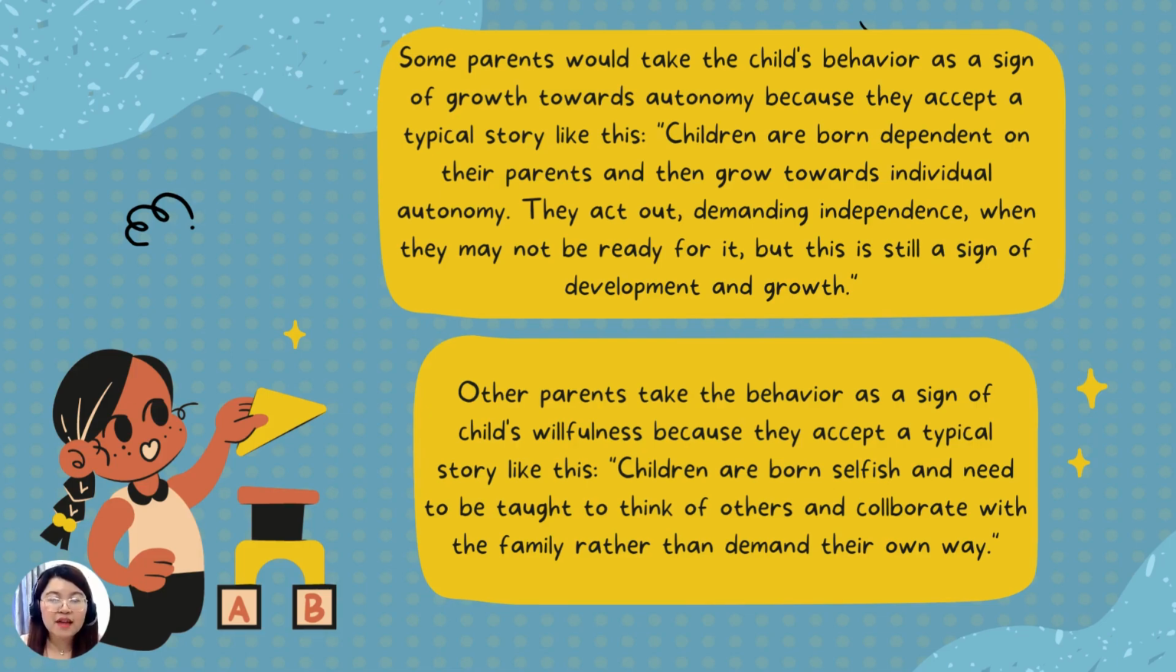And other parents take the behavior as a sign of the child's willfulness or stubbornness because they accept a typical story like this. Children are born selfish and need to be taught to think of others and collaborate with the family rather than demand their own way. Now, these parents think that being demanding is a sign of selfishness of the child. And so the child needs to learn to be cooperative with the people around him or her, right?